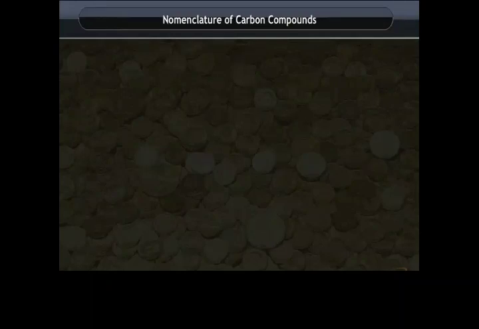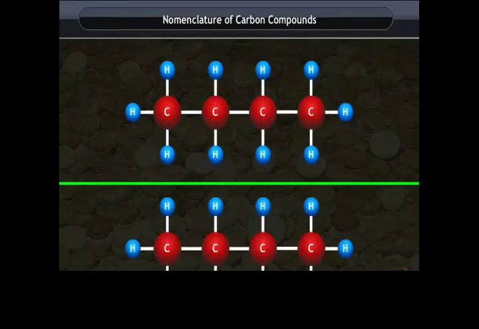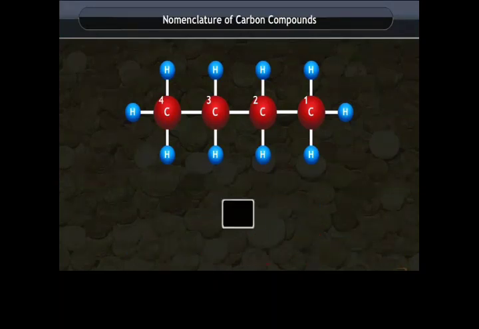Naming of hydrocarbons. Look at these compounds. Count the number of carbon atoms. There are 4 carbon atoms in the compound. It is a symmetrical carbon chain. Hence, both structures are correct. So it is named as but. It is a saturated carbon chain, hence the suffix is ane. So it is named as butane.